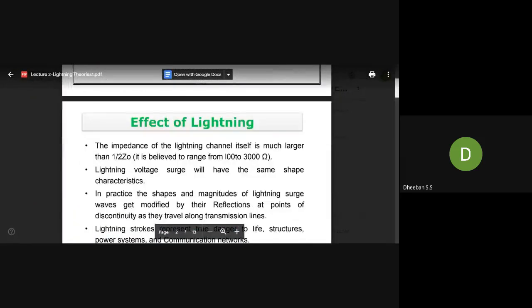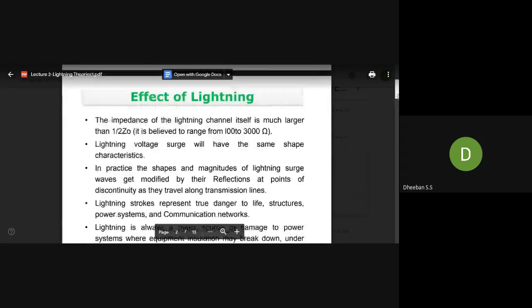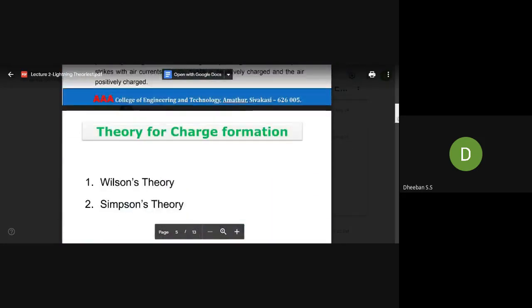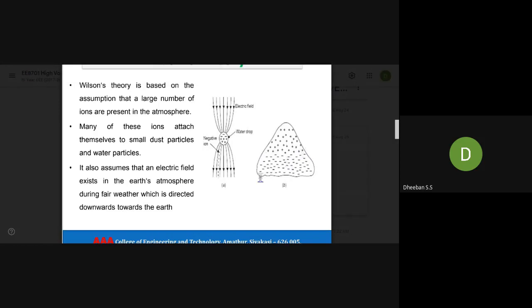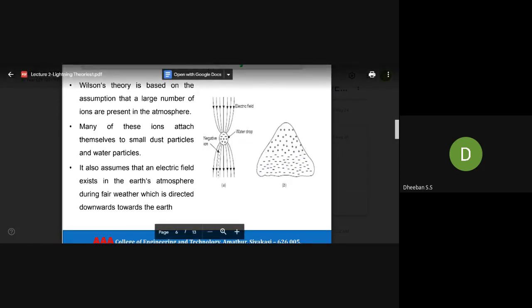In both the theories, we have come to a common conclusion about charge separation. How the charge separation happens, we have seen. In both the theories, what they are implying is that the charge formation will have the negative charges at the bottom, followed by the positive charges at the top.